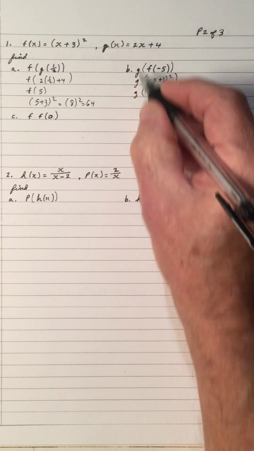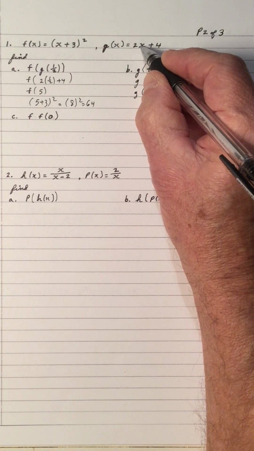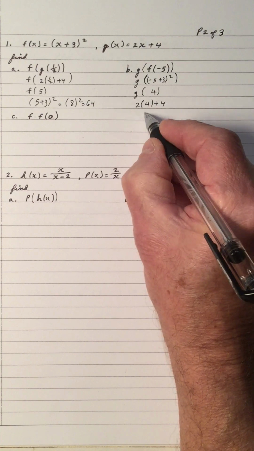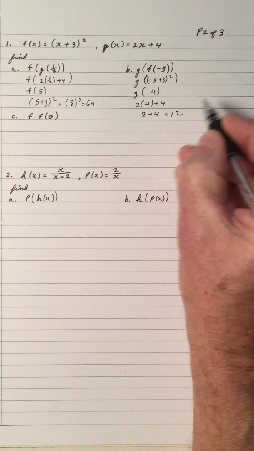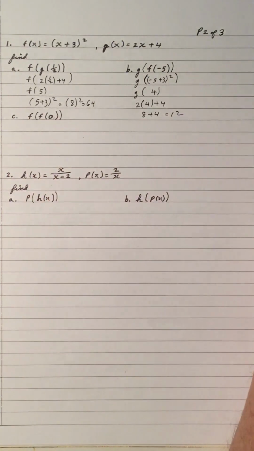Now we do g of 4. So 4 goes in the place of x in g. It's 2 times 4 plus 4. 8 plus 4 is 12. And a little bracket left out here, I'll put it in.